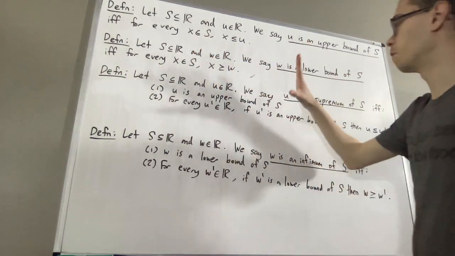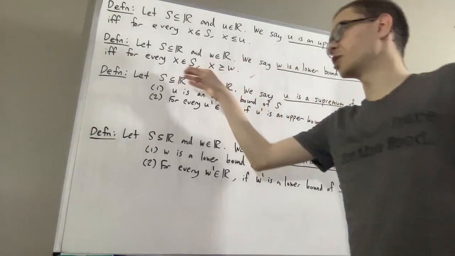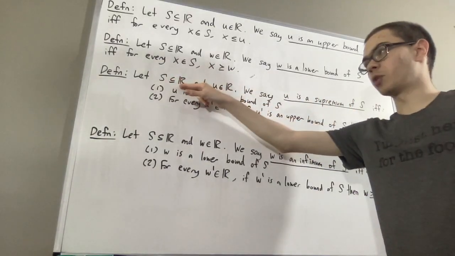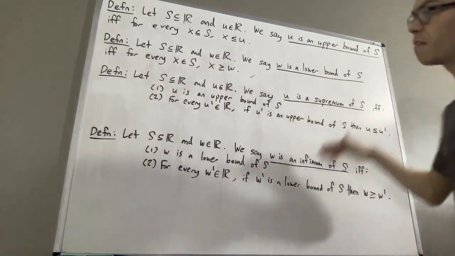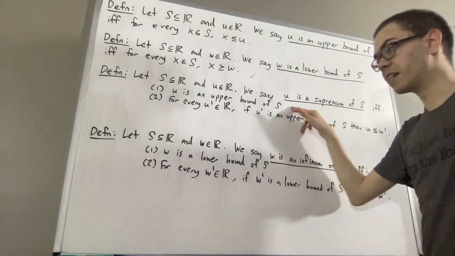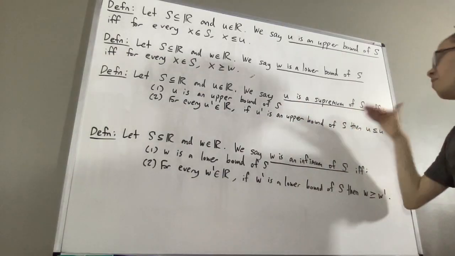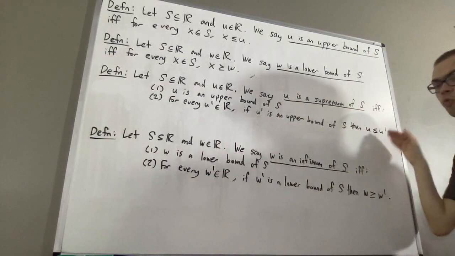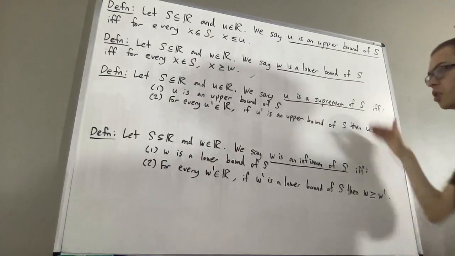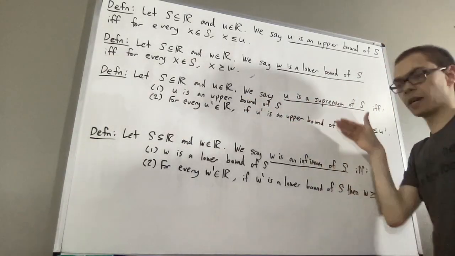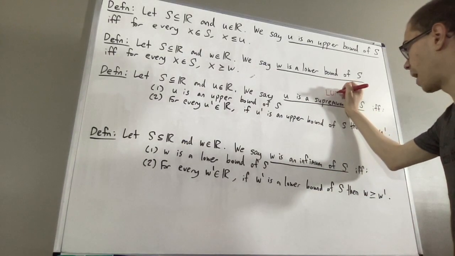So now we have the definition of the supremum of a set and the definition of the infimum of a set. Starting with the definition of a supremum, let S be a subset of real numbers and let U be a real number. We say U is a supremum of S if U is an upper bound of S, and for every real number U prime, if U prime is an upper bound of S, then U is less than or equal to U prime. So, in other words, this second condition is saying U is less than or equal to every upper bound of S. So another name for the supremum of a set is the least upper bound of the set.